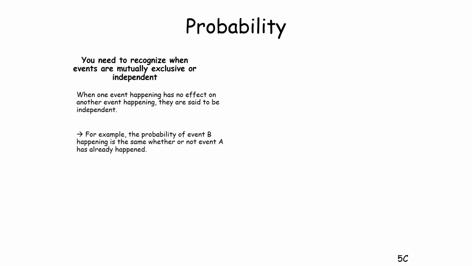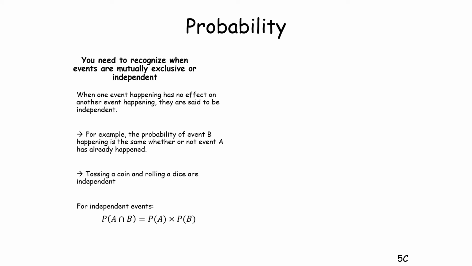Okay, so independent events: when one event has no effect on the other, they are said to be independent. For example, whether event B happens at the same time or not has no effect on A. A classic example would be flipping a coin and rolling a die. The fact that you get head on a coin and, for example, 5 on a die, they are independent of one another. The die has no effect on the coin.